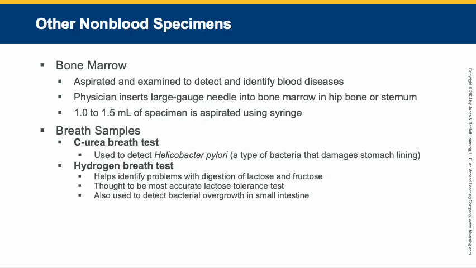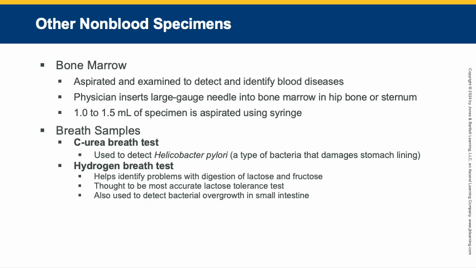Bone marrow. This is examined and aspirated to detect and identify blood diseases. The doctor will insert a very large gauge needle into the bone marrow in the hip bone or the sternum. They take 1 to 1.5 milliliters of the specimen, aspirated into a syringe, and they are going to take this specimen and make slides out of it. And these slides are then stained. They're fixed with methanol and then stained with a Wright stain in the hematology department, and then used for evaluation for the patient.